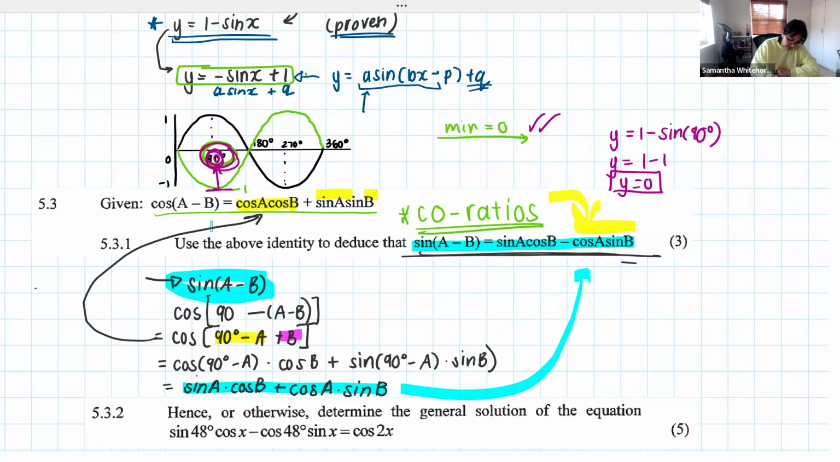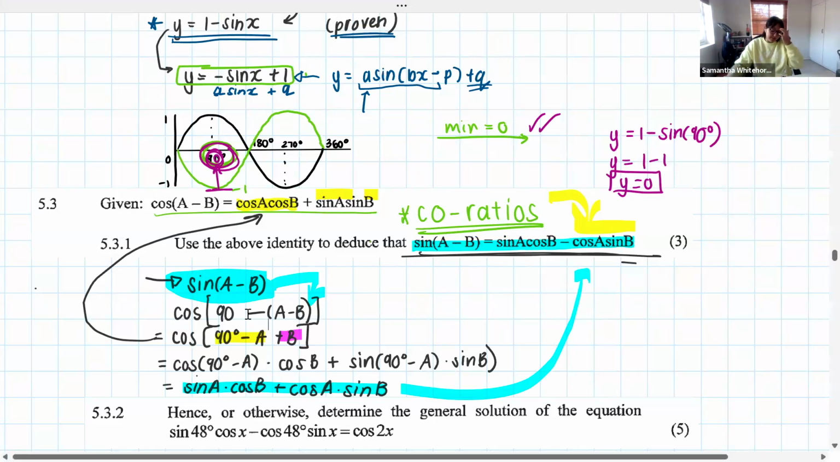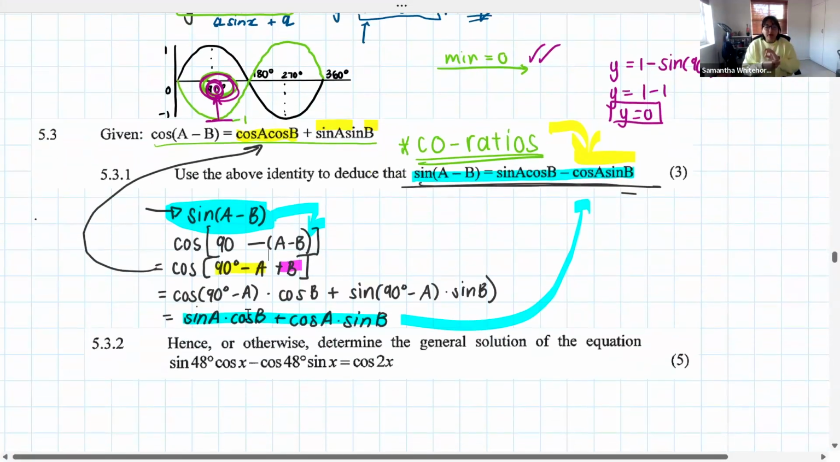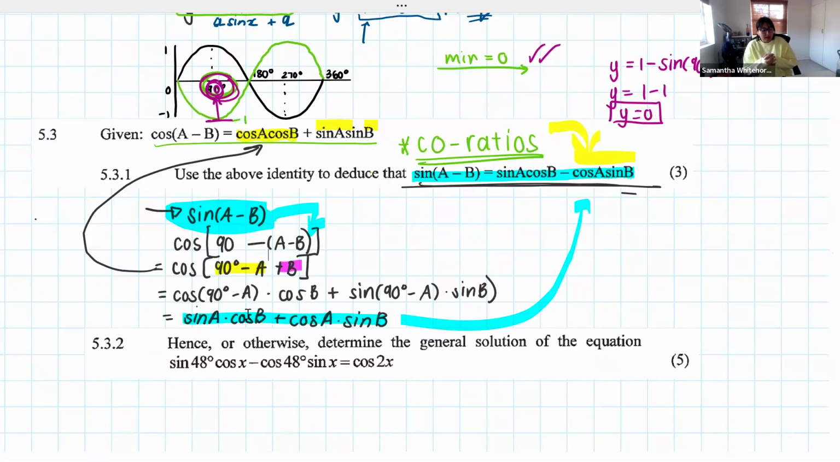We took that sine A minus B, we turned it into a co-ratio in terms of cos that we could use, and we've proven that it is in fact sine A cos B minus cos A sine B. Right, not a particularly hard thing to do. It's just co-ratios and applying your compound angle formulae.